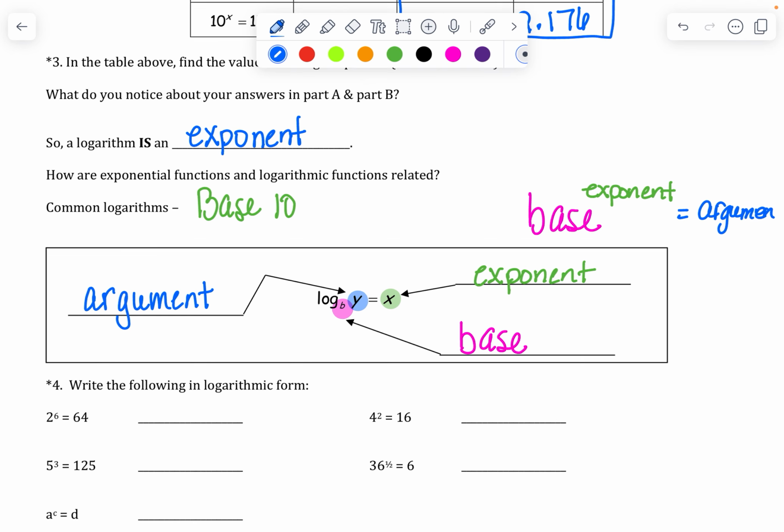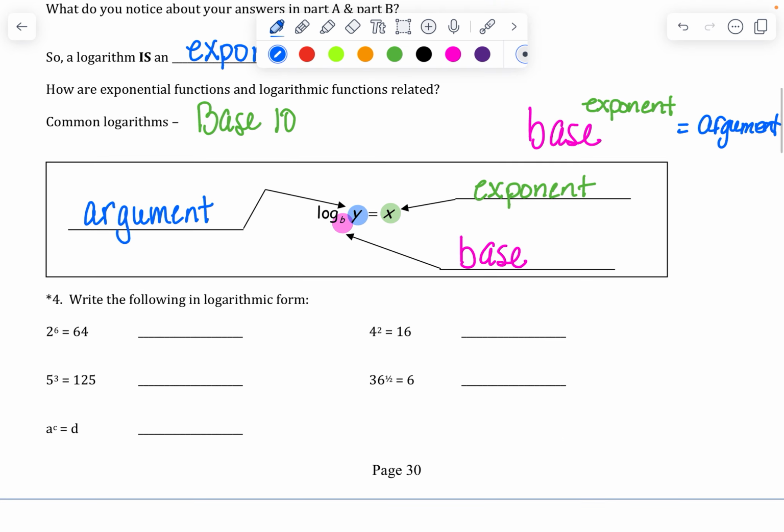So if I do these other two, I would have a log. I'm going to go ahead and write the word log here and here. So my base is that 5. In this case, my base is an A. I'm going to go ahead and do the argument next. The argument is the 125 or the D. And the last thing is you have your exponent, which is a 3 and a C.